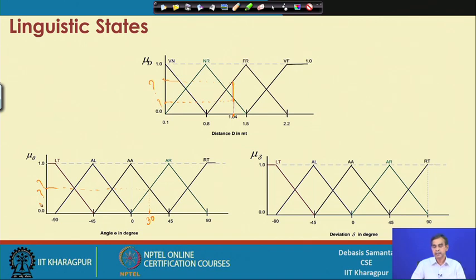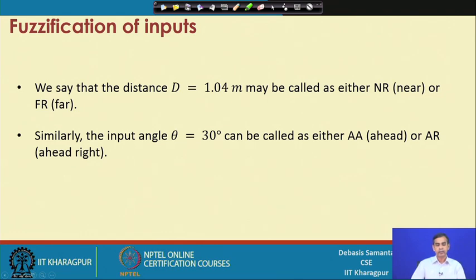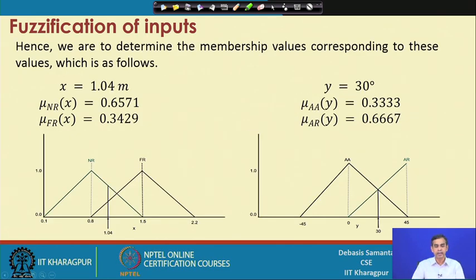Now, let us see how the input fuzzy values with their memberships can be calculated. We can understand that the distance 1.04 can be called either Nr or Fr, that means it belongs to the two fuzzy states with different membership values. Similarly, the angular orientation theta 30 degree can be called either ahead or ahead right with different membership values, and we are in the process of calculating these membership values.